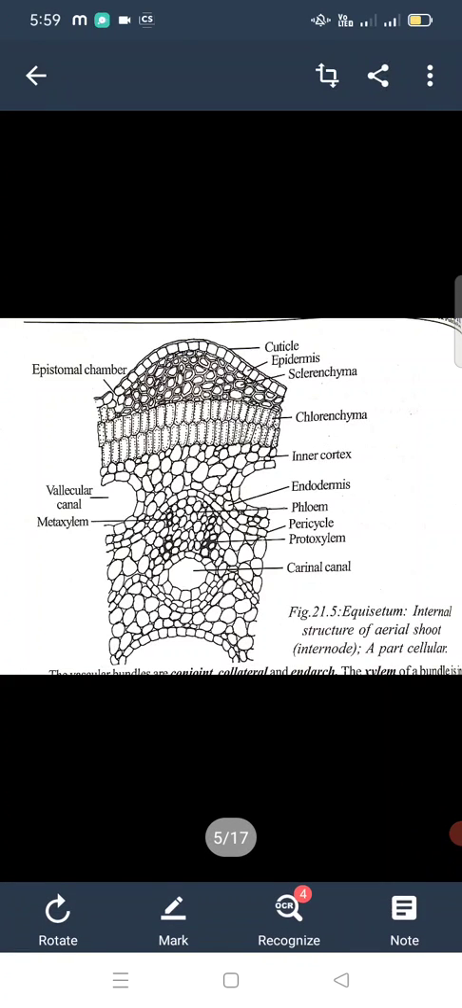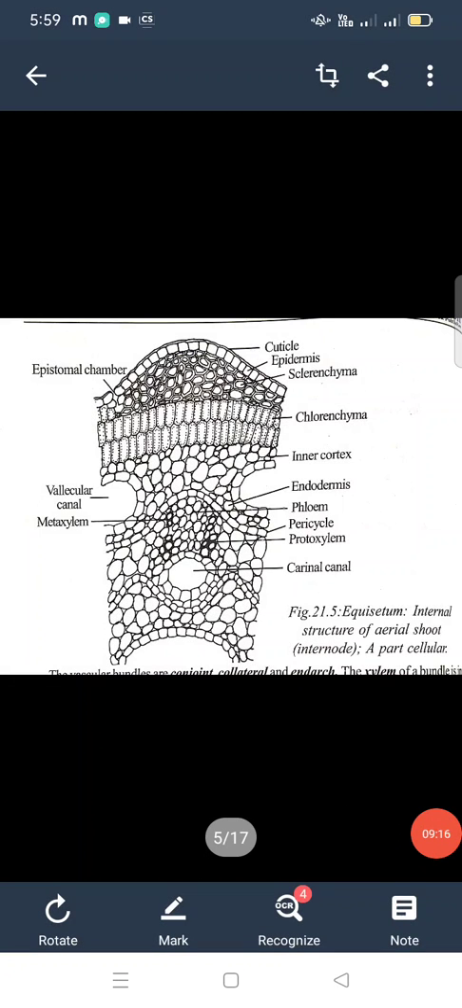The stele is siphonostele, where the vascular bundles are arranged in a ring around the large pith, and the vascular bundles lie alternate to the vallecular canals. So here the vallecular canal alternates with the vascular bundles. The individual vascular bundles are separated by parenchyma. So in between the vallecular canals there is a presence of parenchyma cells.